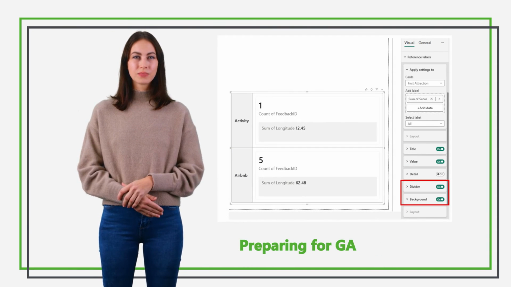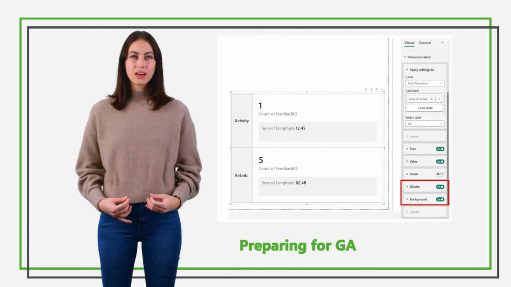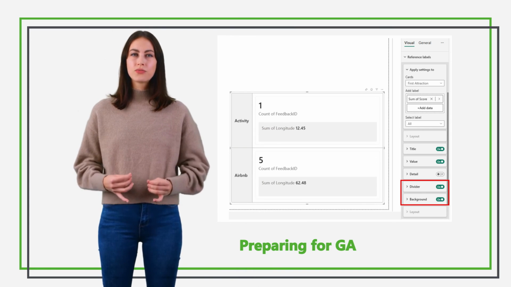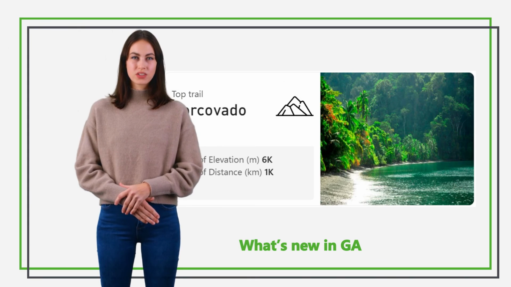Preparing for GA. Review your card visuals, adjust divider and background settings for alignment, and fine-tune callout sizes to match your design preferences. What's new in GA?